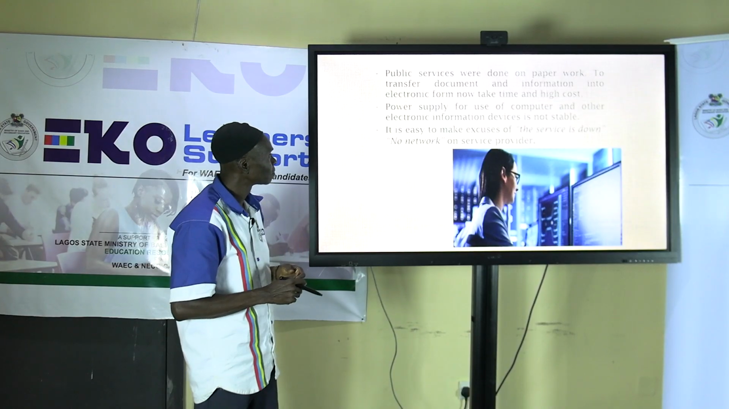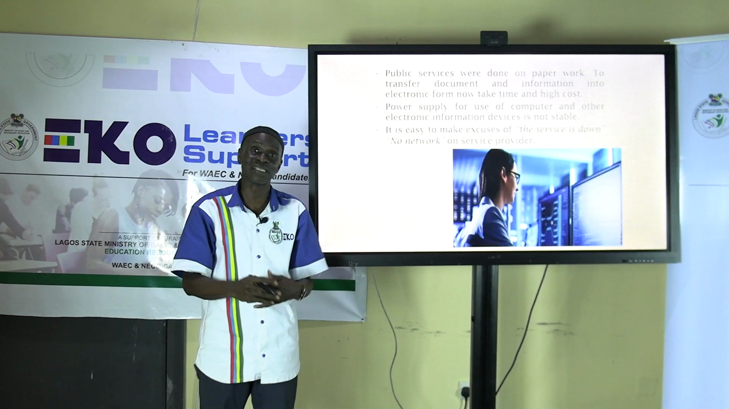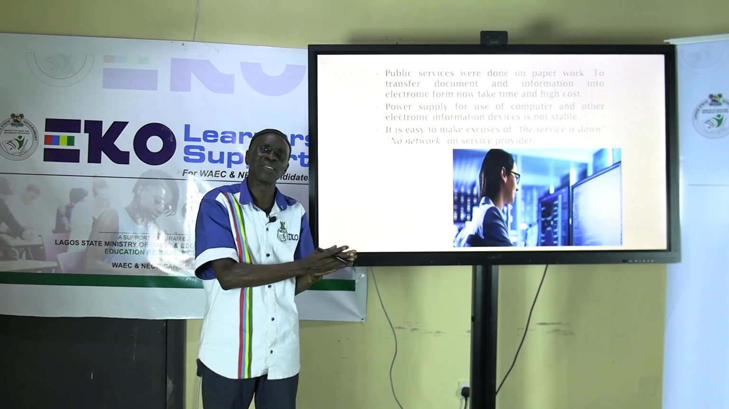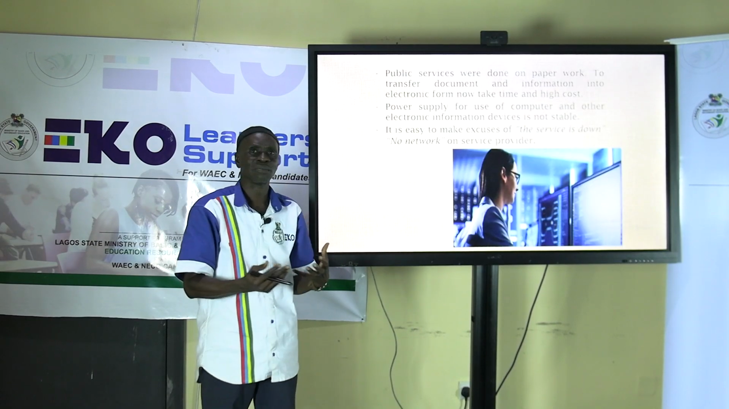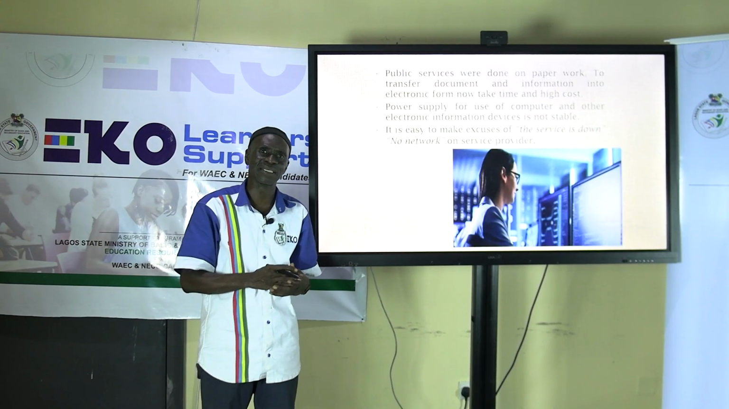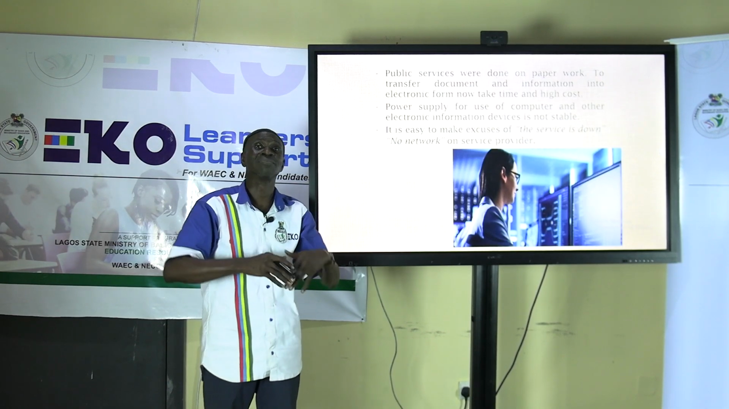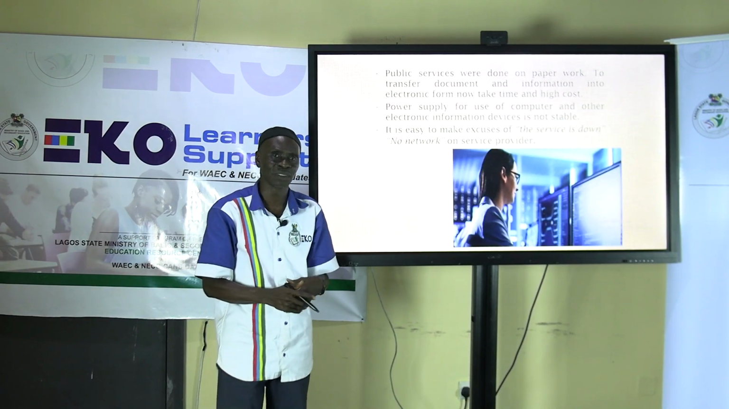also employees of government. It is easy also to make excuses of the service is down, no network or service provider. And people say this a lot to save face or to have a defense when issues come up. You can see, as we have e-government in terms of benefits, there are some sketchy or minor problems that still need to be eradicated. For purpose of examination conditions, if questions come on this, you can get more of your own experience to handle the points, depending on how the question is framed.